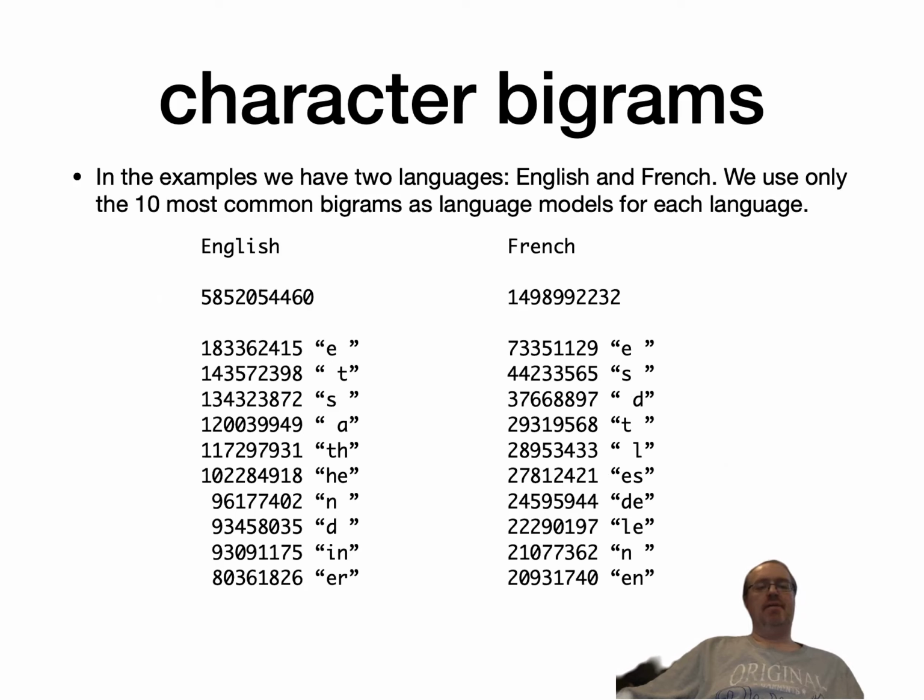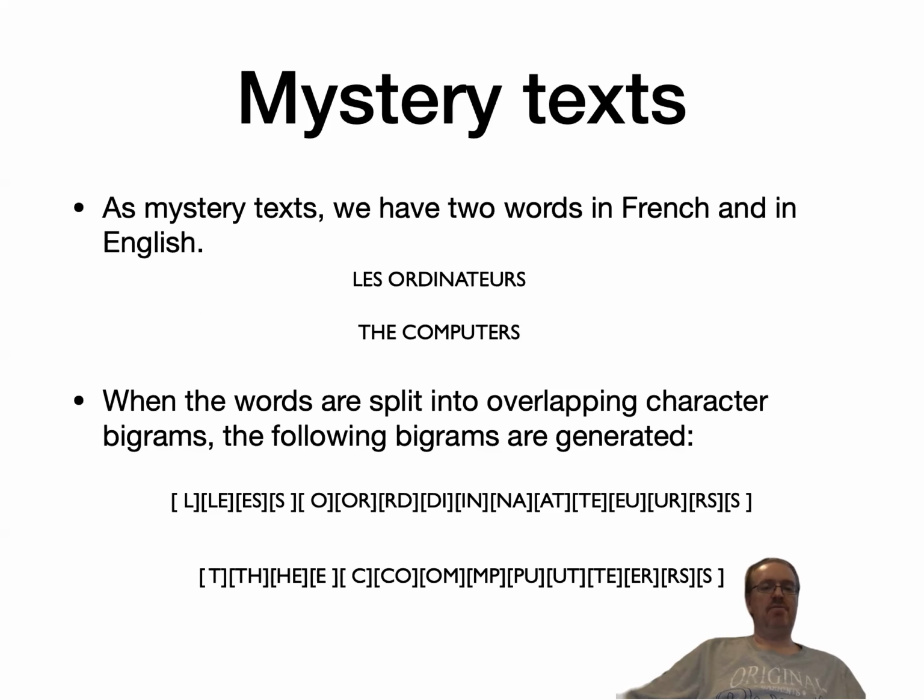In the examples, we have two languages, English and French. We use only the 10 most common bigrams as language models for each language. The most common bigram for English is the ending E. The same bigram is actually the most common for French as well, but the second and so on are mostly different. As mystery texts, we have two words, one in French and one in English.